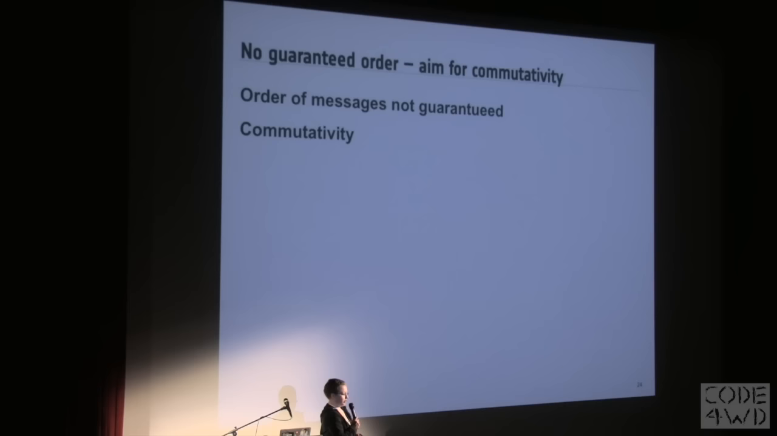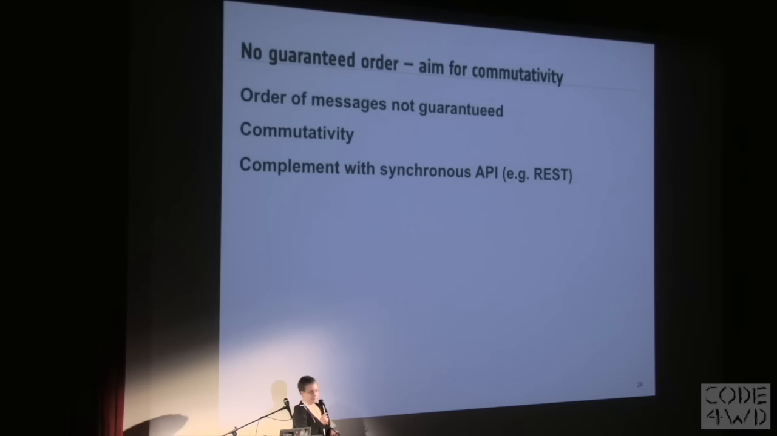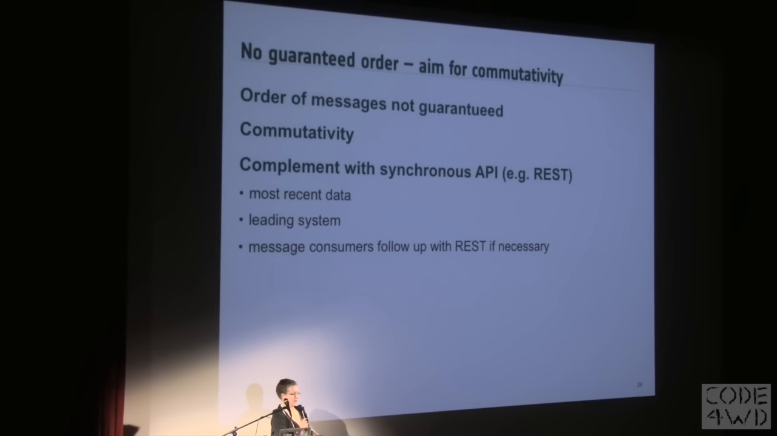Now, if an application mirrors this data, it still needs the new updated data, which is why we complement our messaging infrastructure with some internal REST API that is always providing the most recent data. It's our leading system. And a message consumer interested in the new updated data has to follow up with a REST request in order to fetch it. As a side effect, it helps us to keep our payload small, which is easier on the broker if you have a lot of messages.